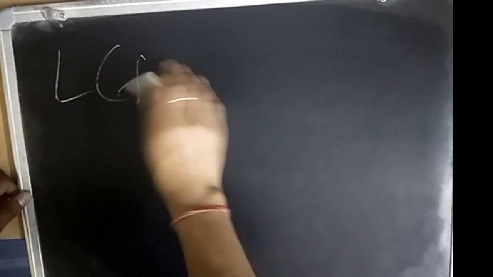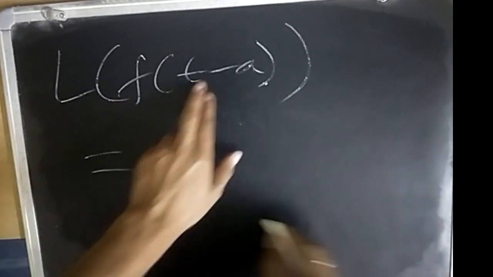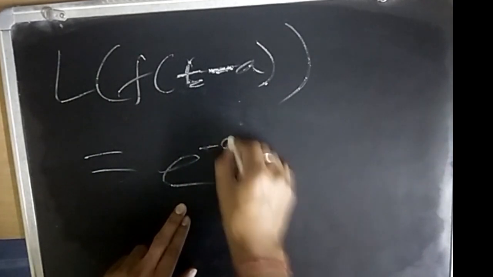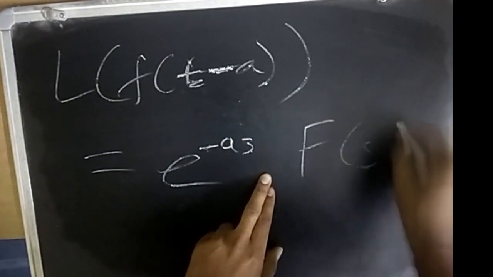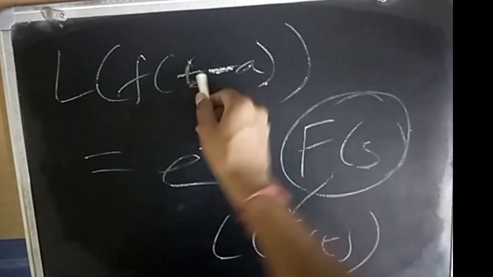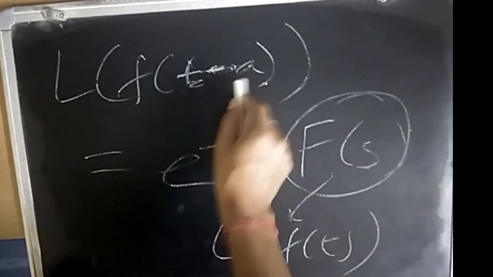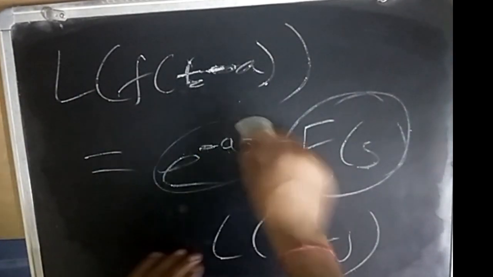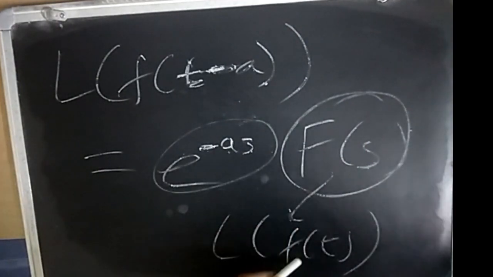There is a theorem of the Laplace: Laplace of f of t minus a is nothing but e raised to power minus as into F of s, where this F of s is Laplace of f of t. If there is some difference in the time, t minus a, you can just remember that e raised to minus as is to be multiplied with F of s, where F of s is Laplace of f of t.